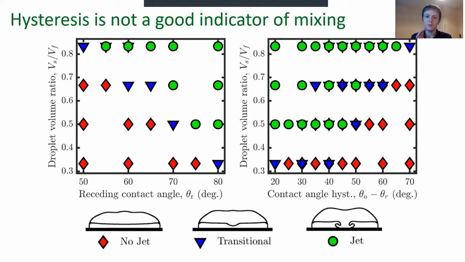To emphasize, the data included on both of these regime maps is identical, and the only difference is what's been plotted on the horizontal axis. Clearly, the receding contact angle is key, but why is that the case?